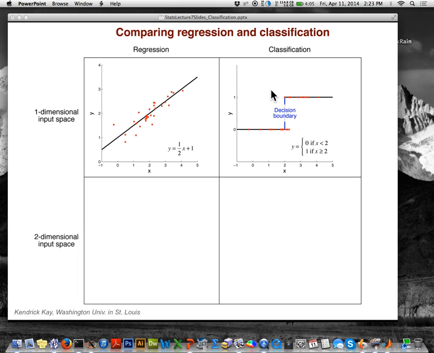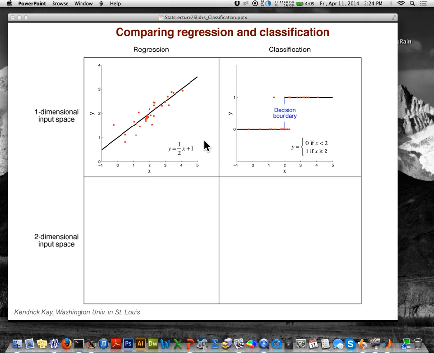So we can twiddle this decision boundary, in other words, twiddle our parameters, it's the exact same thing, to optimize our performance for the data set. Okay, does that make sense?